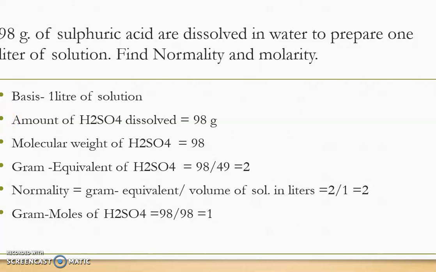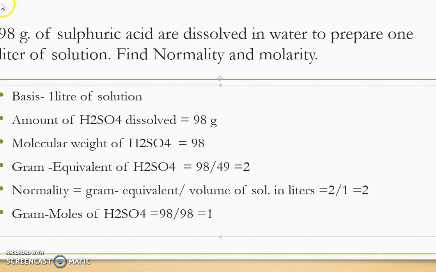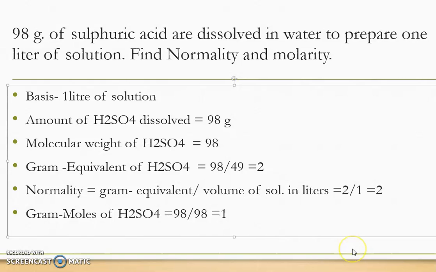Talking about the problems, if it is asked: 98 gram of sulfuric acid is dissolved in water to prepare 1 liter of solution. Find the normality and molarity. Basis: 1 liter of solution, because they have mentioned preparing 1 liter of solution. Amount of H2SO4 dissolved is 98 gram, as given in the problem. Molecular weight of H2SO4 is 98.